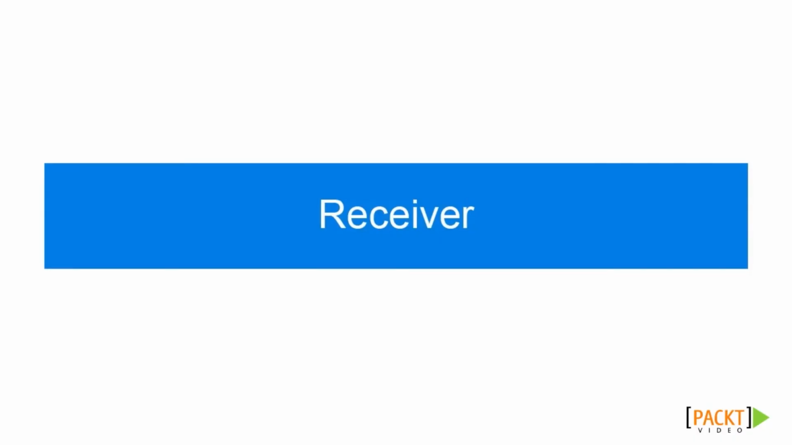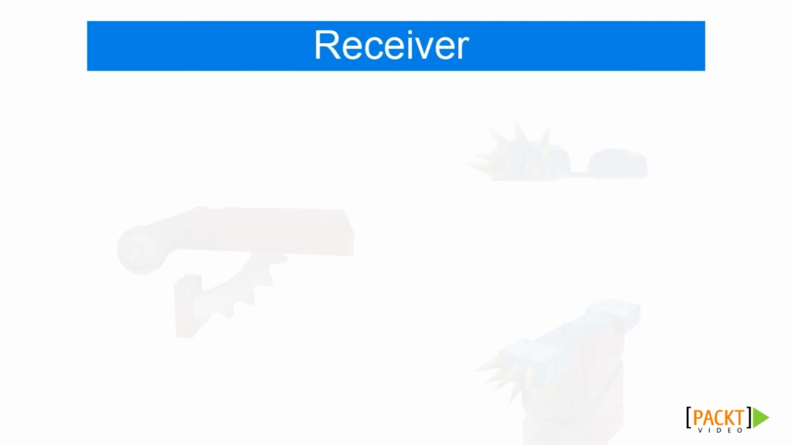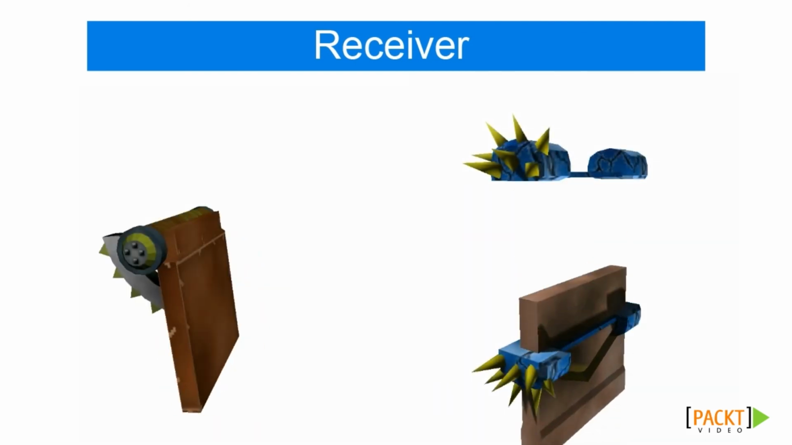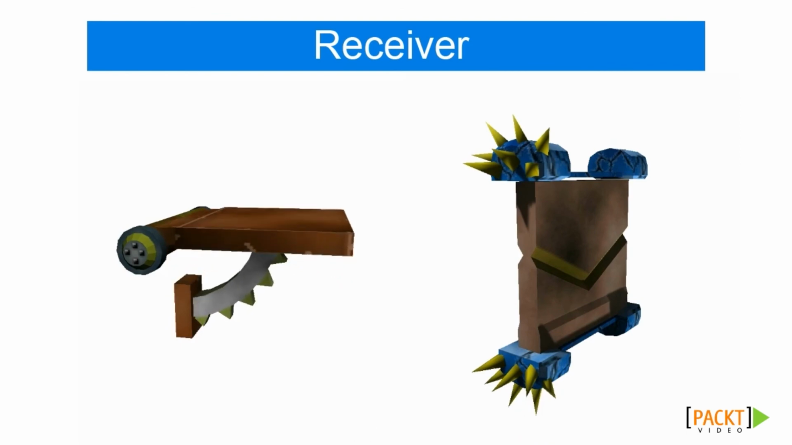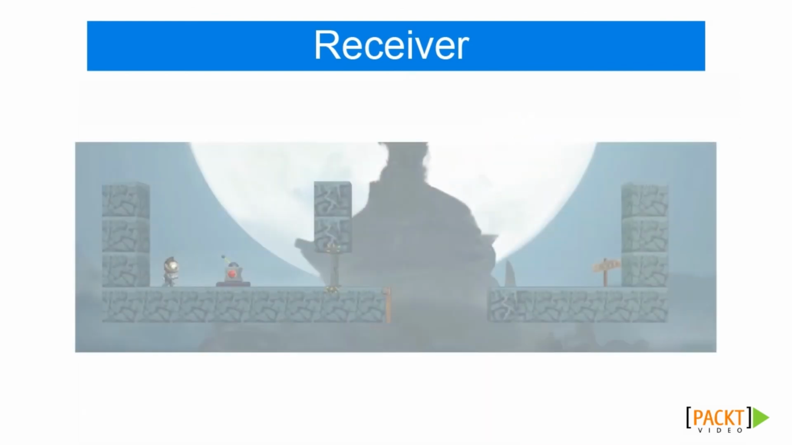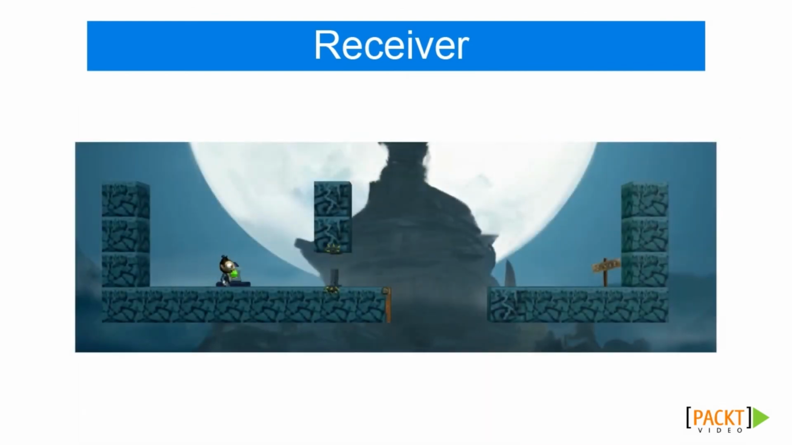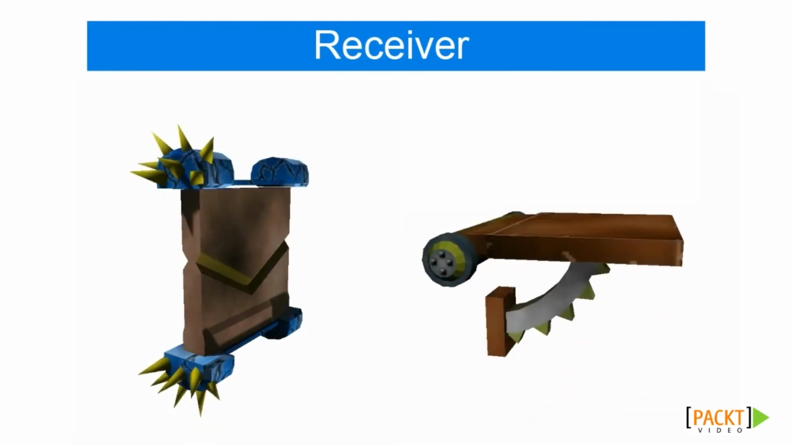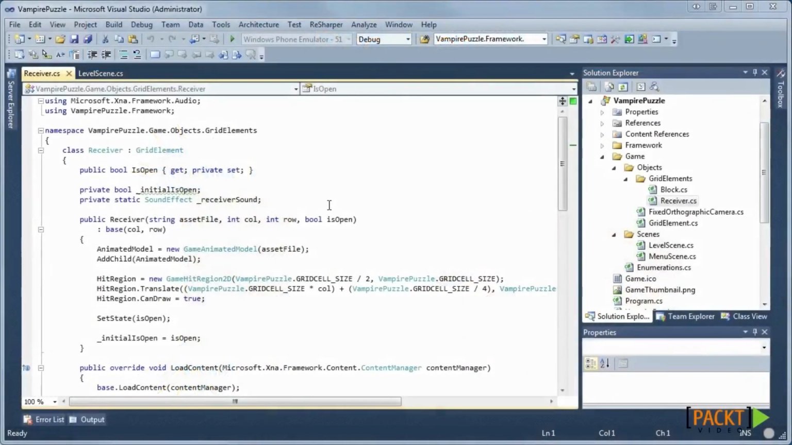In the previous video, we've created our first level building block, the block class. In this video, we'll add another one, the receiver class. The receiver is some kind of gate that prevents the hero from going through. A receiver is controlled by a trigger, and a trigger can open or close a receiver. For this demo, we have 2 kinds of receivers, a sliding port and a flip bridge. Let's have a look at the code.